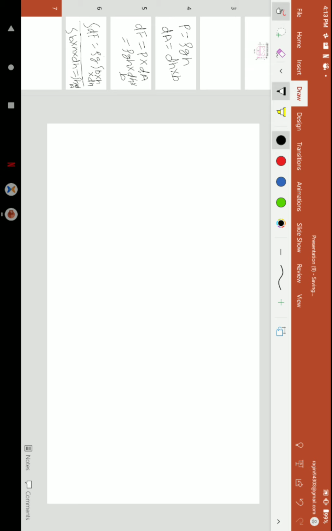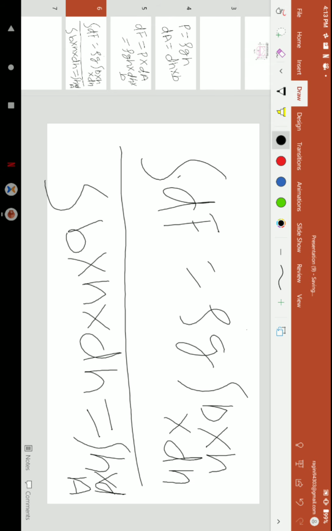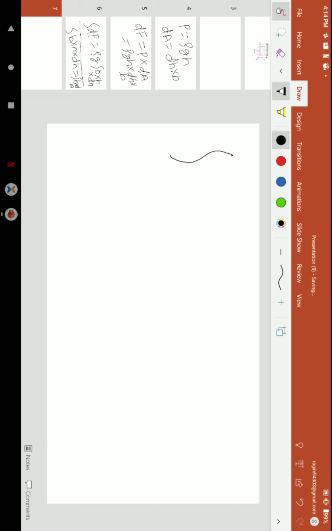Then we can say that h into dA is the moment of the surface area about the free surface of the liquid. What is the moment of the surface area about the free surface of liquid? It is the area of surface multiplied by the distance of the center of gravity from the free surface. So the integration of h into dA is equal to the moment of surface area about the free surface of liquid.